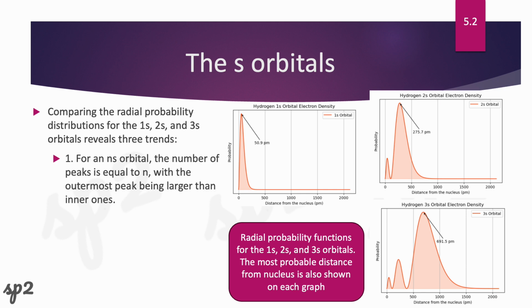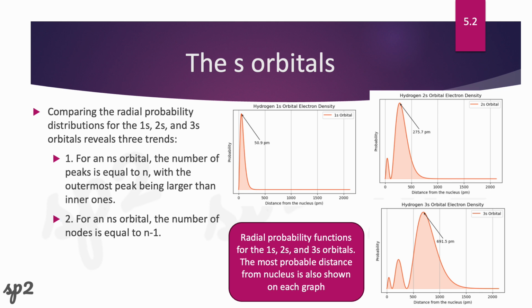For all of these orbitals, the number of peaks is equal to the n value, and the outermost peak is always the tallest peak. For example, 1s has only one peak. If you look at 2s, there are two peaks, and the outer one is the tallest, so we have the highest chance to find the electrons around this area. For 3s, we have three peaks, and again the outermost peak is the tallest. Remember, the taller the peak, the higher the chance to find the electron at that specific distance.